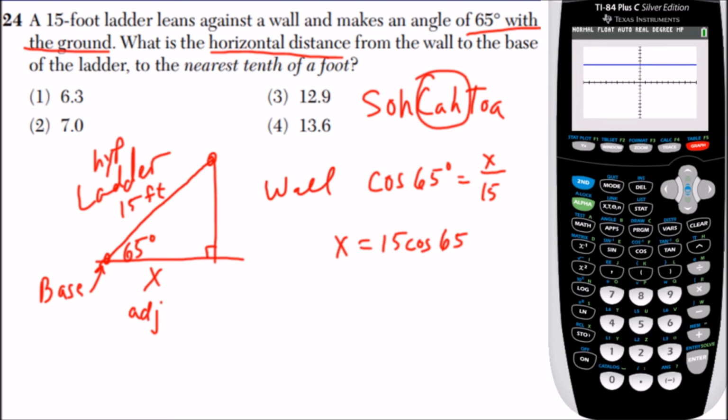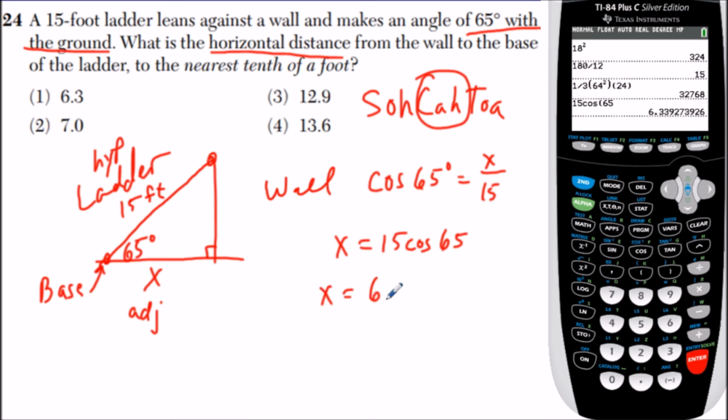Then all we've got to do here, we're rounding to the nearest tenth. We're just going to type in 15 times cosine 65, and to the nearest tenth, we're going to have an answer of 6.3. So x equals 6.3. It's in terms of feet, but it's multiple choice, so just look for the number.